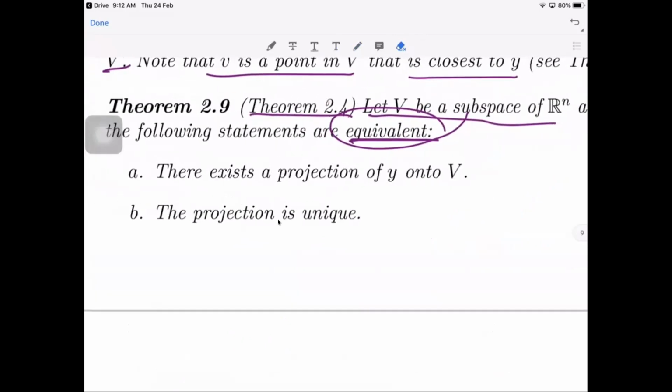First, there exists a projection of Y onto V. Second, the projection is unique. So in other words, if there exists a projection of Y onto V, then the projection is unique. And the other way around, if the projection is unique, then there exists a projection of Y onto V.